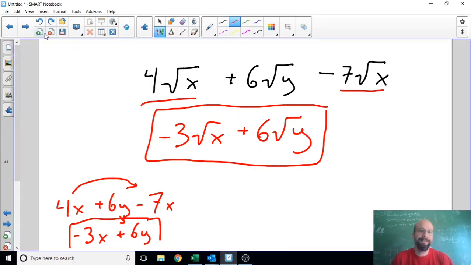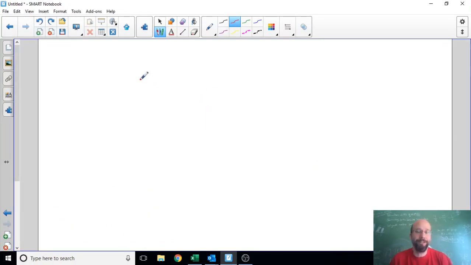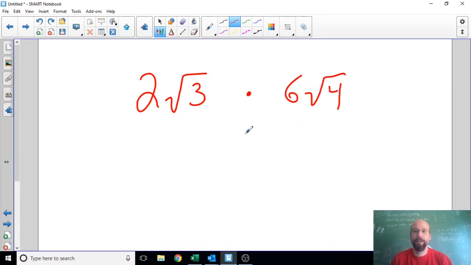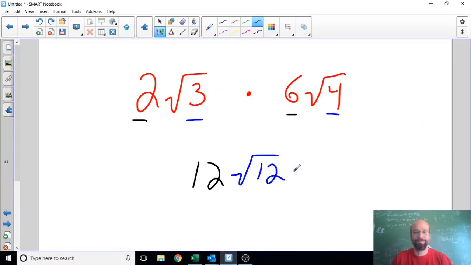All right, the last thing would be multiplication. If you're multiplying radicals, you multiply the outside numbers. So 2 times 6 is 12. And then you multiply the inside the radical. The square root of 3 times the square root of 4 would be the square root of 12. So 2 times 6 is 12. Root 3 times root 4 is root 12.